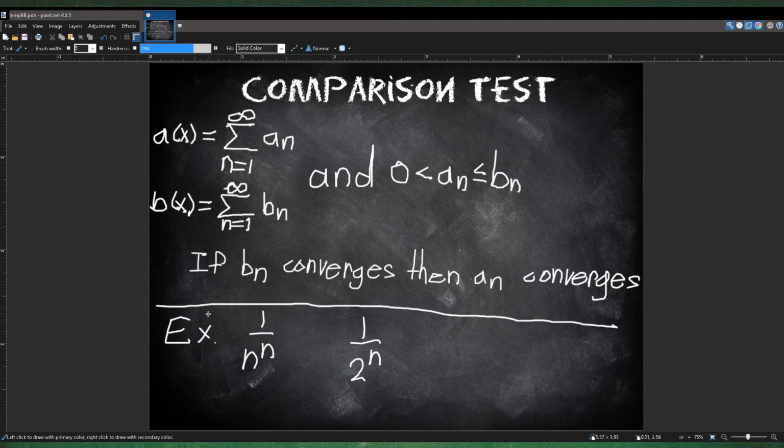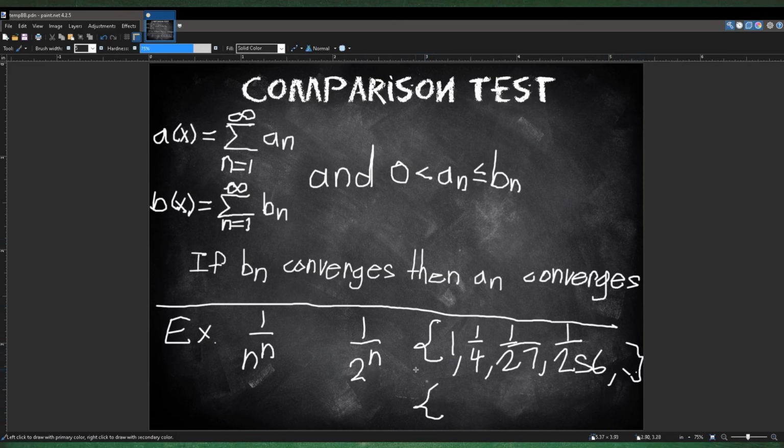Let's see if this makes sense. For 1 over n to the power of n, the first term is 1 to the power 1, and 1 divided by that is just 1. So that sequence starts at 1. The second is 1 over 4, the third is 1 over 27, and the fourth is 1 divided by 4 raised to the power 4, which is 256, so it's 1 over 256, etc. So what is 2 to the n? Its first term is 1 half.